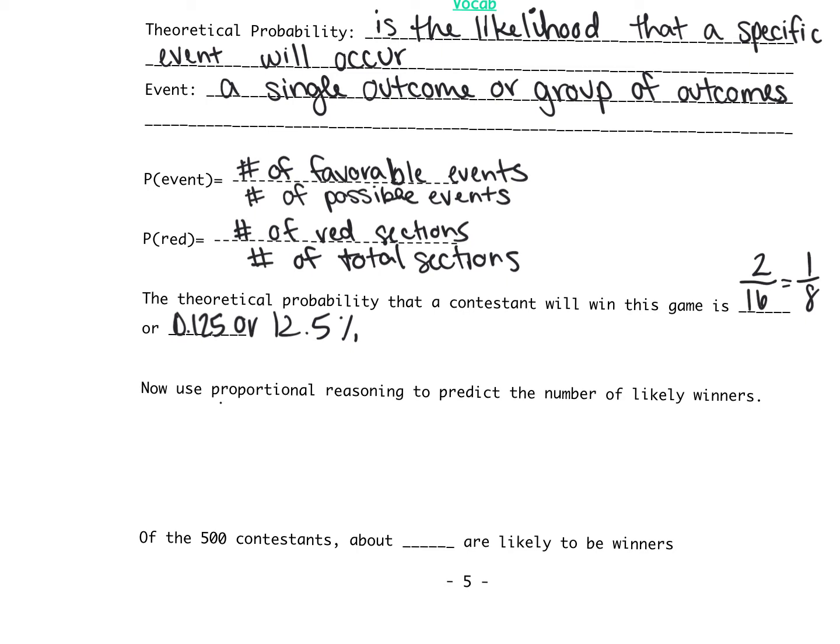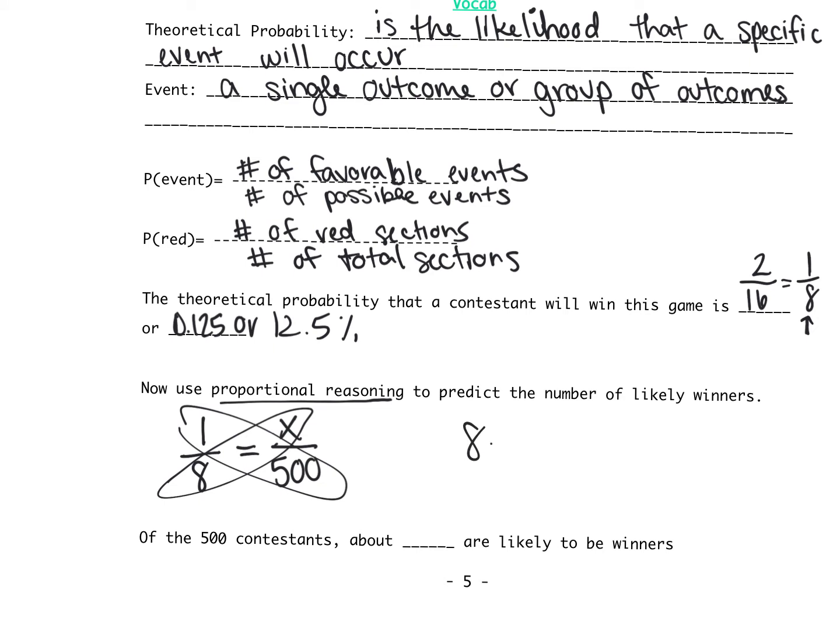So let's set up our proportional reasoning. We're going to use proportional reasoning to find out how many winners there are likely to be. I'm going to leave our simplified fraction of 1/8. That's our theoretical probability. But we don't want to know that. We want to know what portion of people will win out of 500. Since the total is always on the bottom, we want the portion of that total on top. So you'll always put the X on top and the total amount of people on the bottom. And now we'll do our cross multiplying again. We have 8 times X, or just 8X, equals 1 times 500, which is 500.